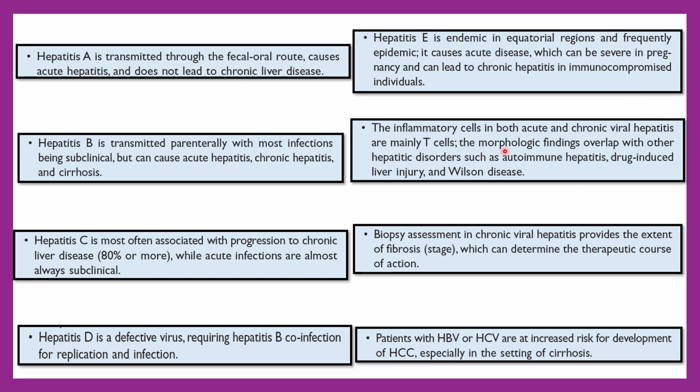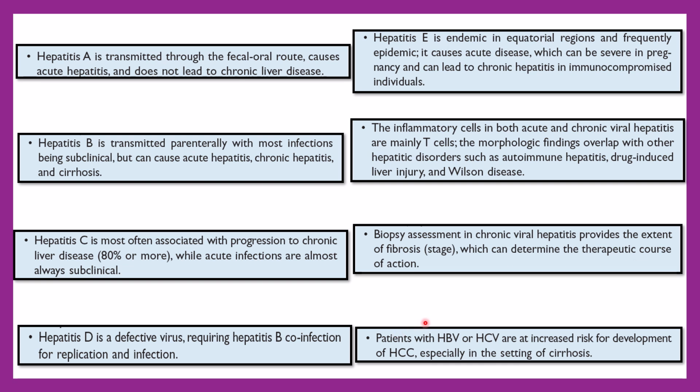As both acute and chronic hepatitis would show a dense T lymphocytic infiltration, it has to be differentiated from autoimmune hepatitis, drug-induced liver injury, and Wilson's disease. In chronic viral hepatitis, there will be extensive fibrosis, and it can be demonstrated only with a biopsy of the liver along with a special histochemical stain of Masson trichrome to determine the therapeutic course of action.